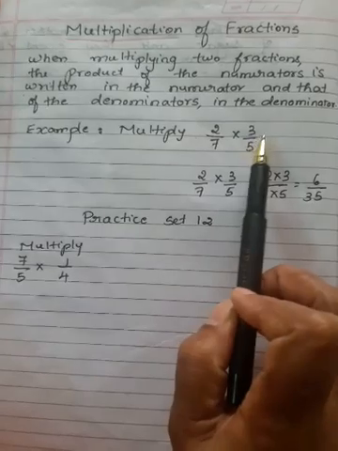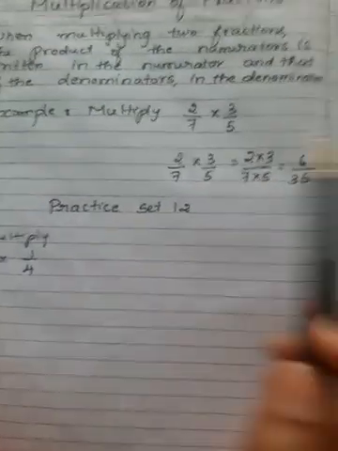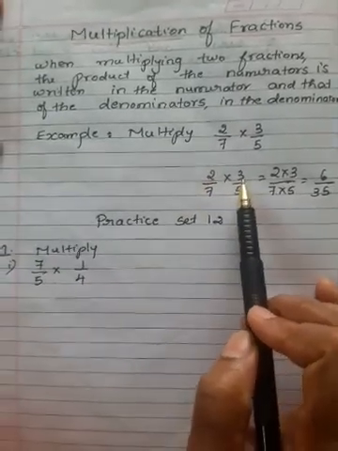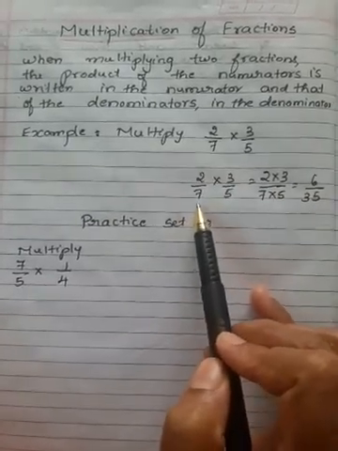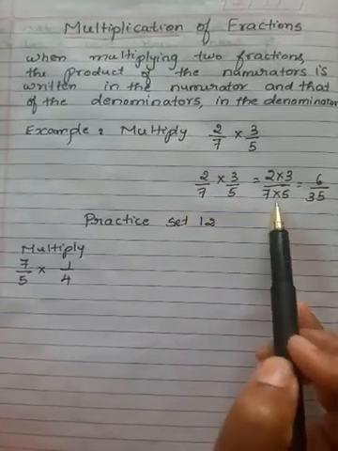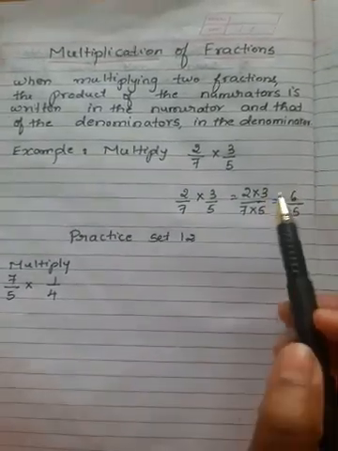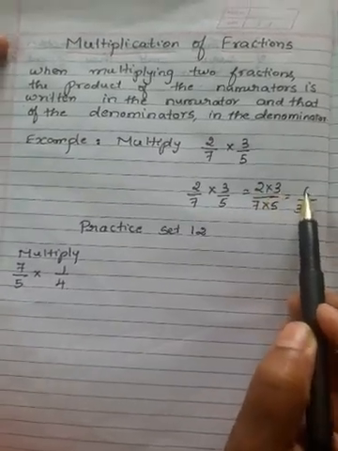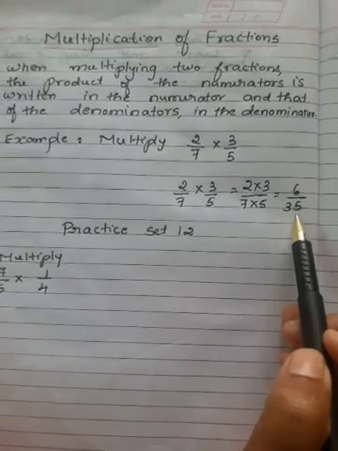Multiply numerator by numerator and write the product in the numerator. Numerator is here, it is 2 and here 3, 2 into 3. Similarly multiply denominator by denominator, 7 into 5. Then write the product in the numerator and in the denominator. 2 into 3 is equal to 6 and denominator 7 into 5 is equal to 35.